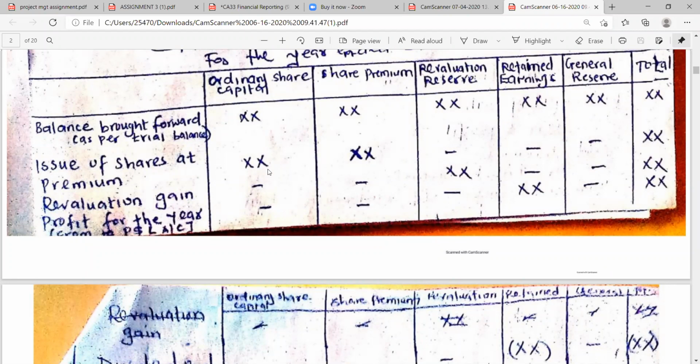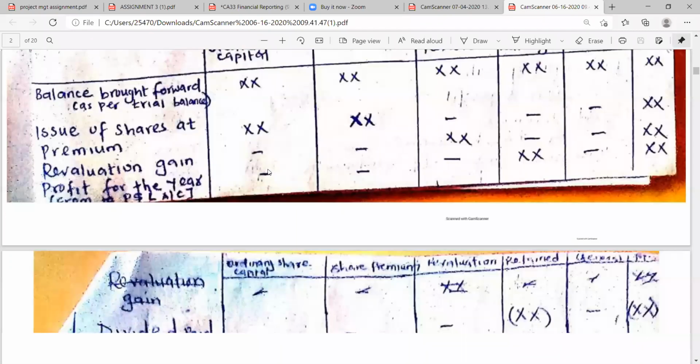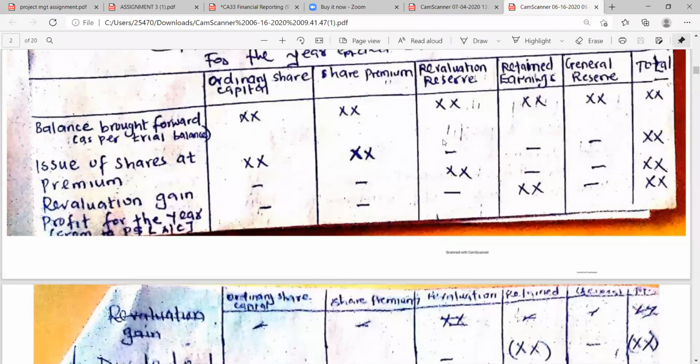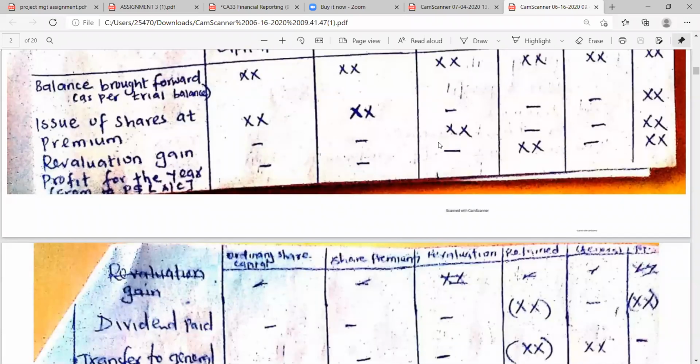Then the revaluation gain. Remember, the revaluation gain is about what we already did, like the one for land and building. So it increases your revaluation reserve. Then you take it to the total. Then you have profit for the year.